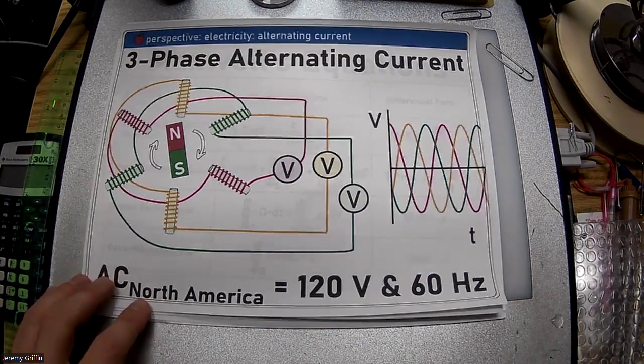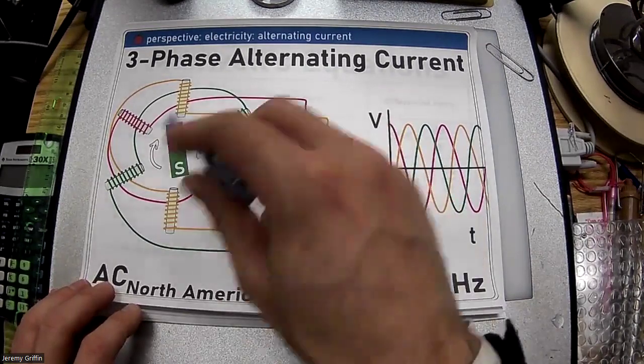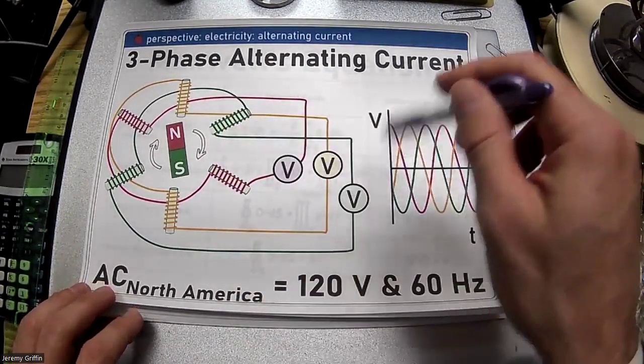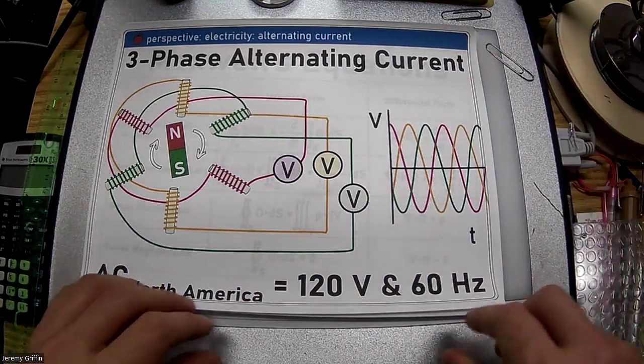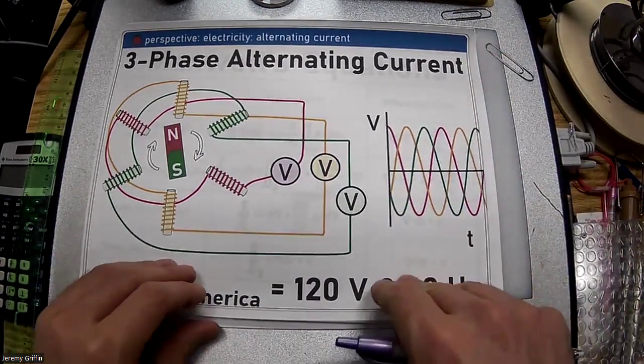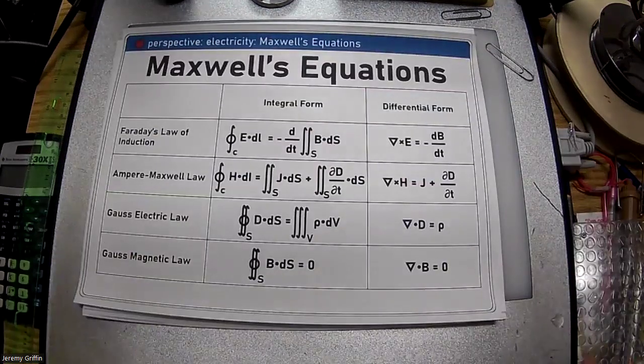This is an engineering practicality: the three-phase alternating current we use, so that at any point you always have some voltage. It's not exactly constant, it oscillates, but with three-phase, there's always some voltage going on, and it never goes to zero.